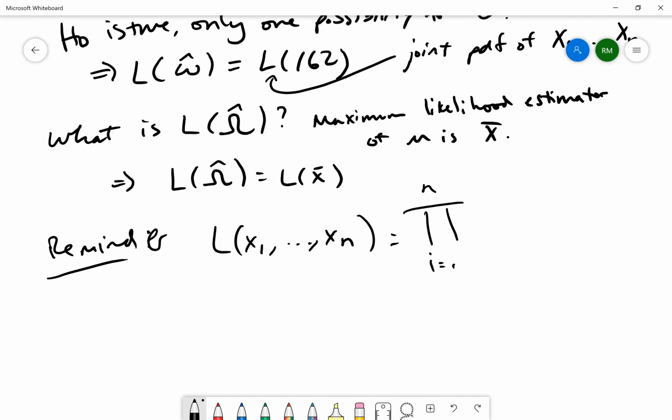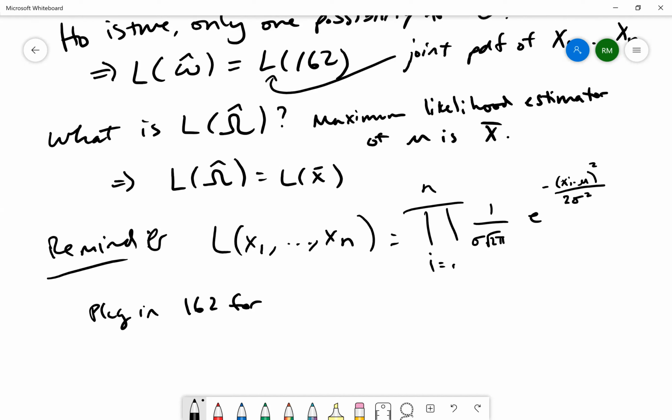And it will look like 1 over sigma root 2 pi, e to the negative xi minus mu squared over 2 theta squared. Okay, so that's the joint PDF, and now we need to plug in what we have.